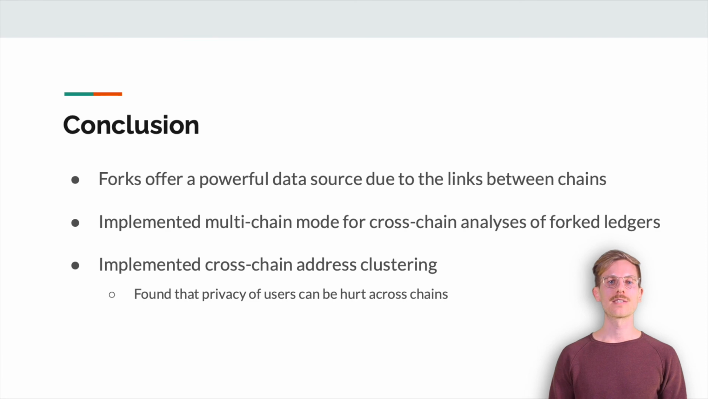Let's conclude this talk. We started with the assumption that forks offer a powerful data source due to the shared history and the resulting links between chains. Therefore, we implemented a multi-chain mode to BlockSci that allows cross-chain analysis of forked ledgers. We used this new multi-chain mode to implement cross-chain address clustering and found that the privacy of users can be hurt across chains.